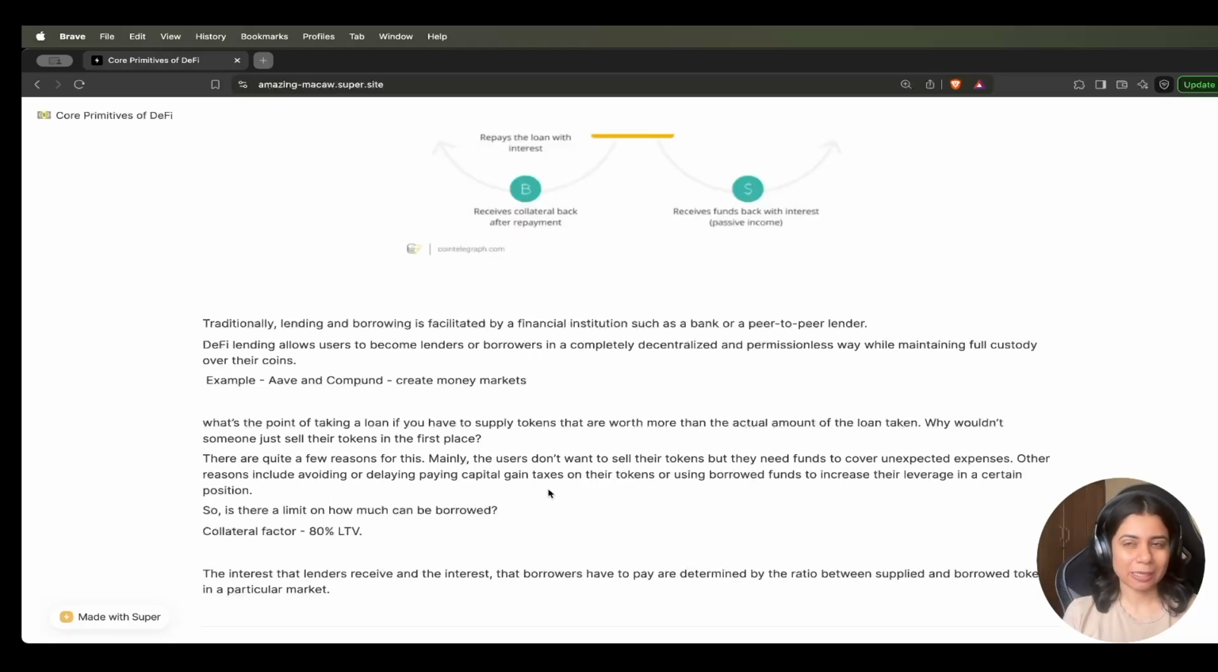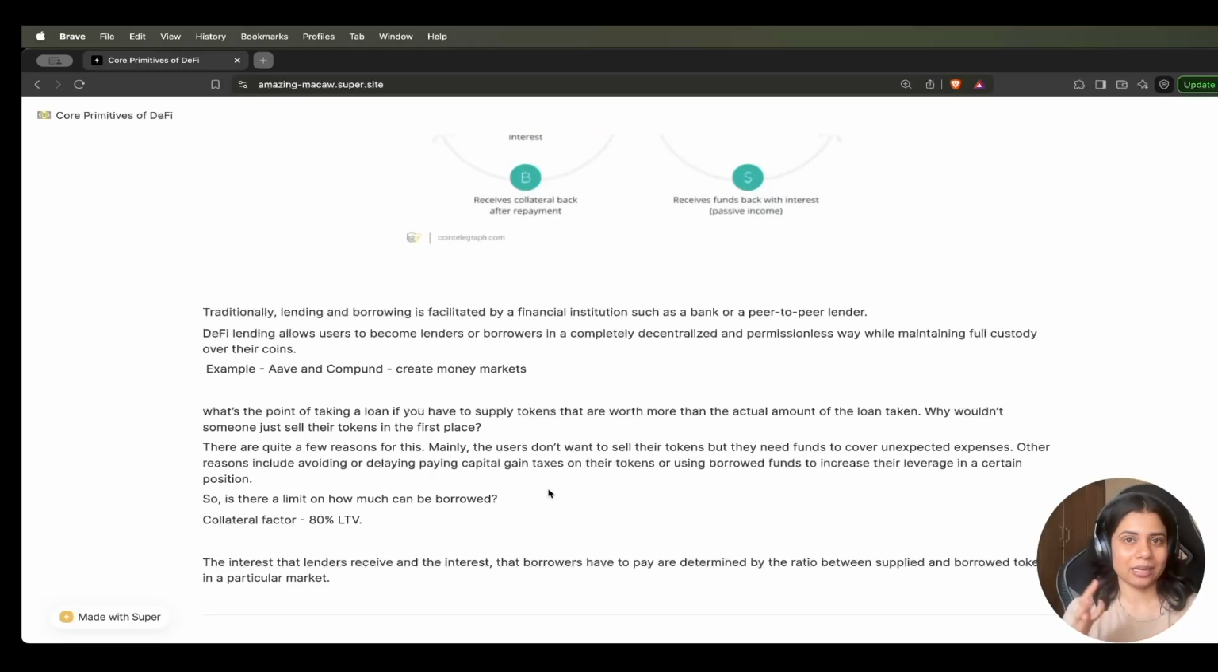The other question that might be popping into your head is: the interest rate in centralized finance is defined by governments, so how is it done here? The interest that lenders receive and the interest that borrowers have to pay are determined by how many tokens are there in a particular market for both supplying and borrowing. So that's how it is done, and we don't have any middlemen changing the interest rate. I hope you understand lending and borrowing.